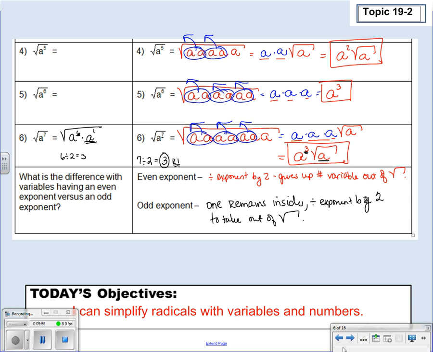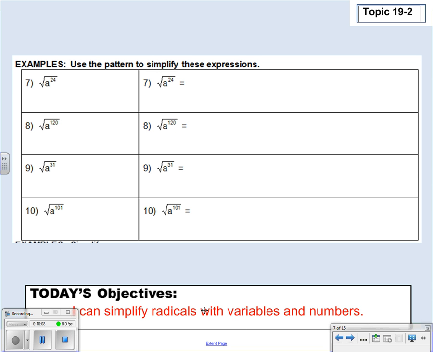So I'm going to do it both ways, and then you can decide which way works for you. Whichever one is not confusing, that's the one you want to choose. So let's work on some problems.